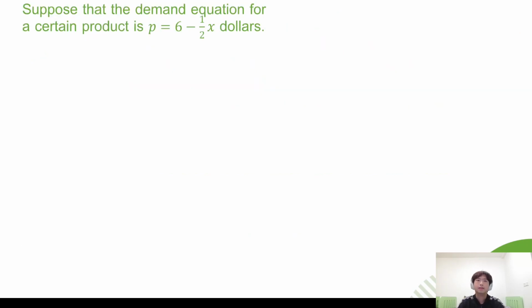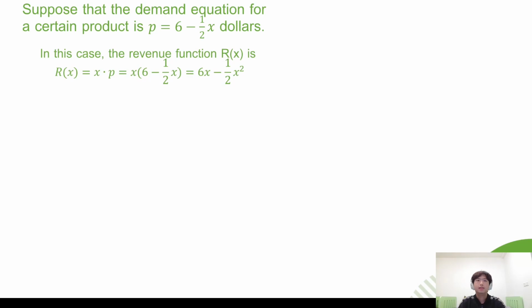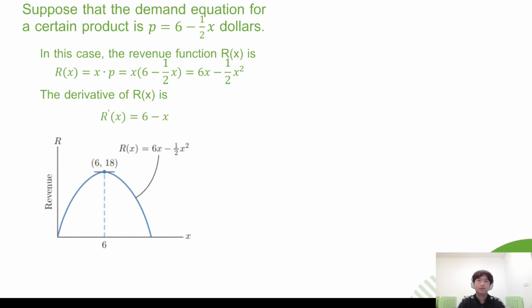Suppose that the demand equation for a certain product is p equal to 6 minus 1/2 x dollars. In this case, we can get the revenue function R(x), and the derivative of R(x) is 6 minus x, and we can draw the graph of the revenue function.